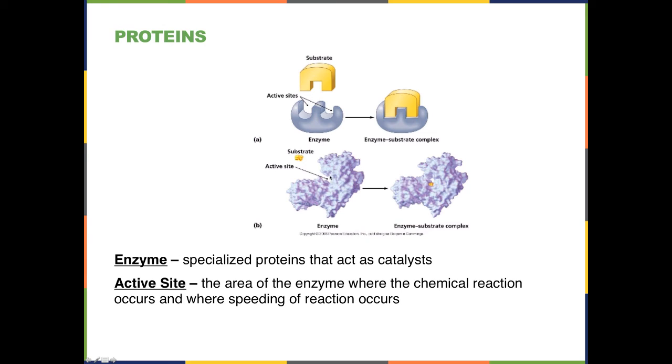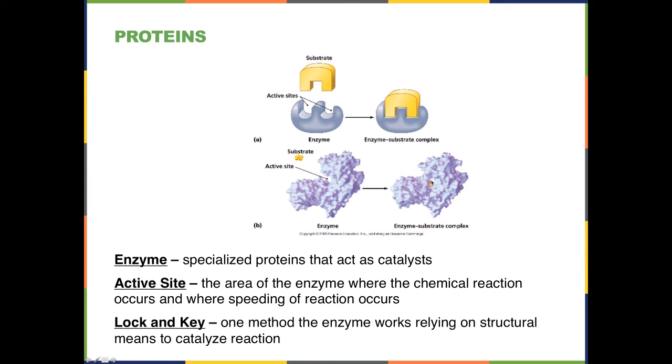It's the area of the enzyme that's responsible for where the chemical reaction occurs and where the speeding of the reaction occurs. So the substrate comes in and binds in this active site and then forms this complex. This is known as the lock and key theory of how enzymes work. And it's a structural theory.